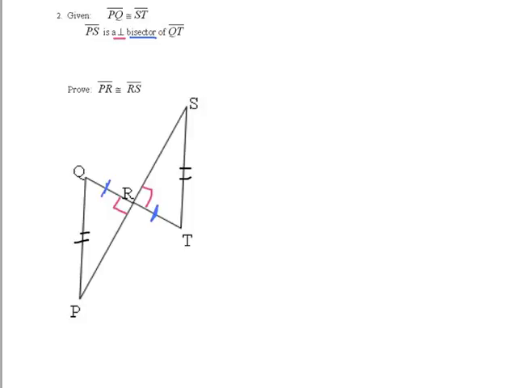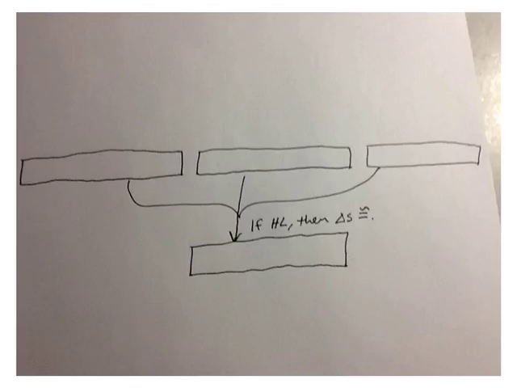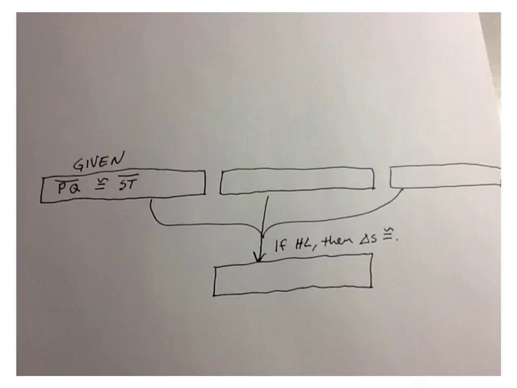And so now we have enough evidence for an HL proof, because we have these black hypotenuses, these blue legs, and these two red right angles indicate that we have two right triangles. So let's build our HL proof. First we have given that segment PQ is congruent to ST, and so we have our hypotenuses congruent.